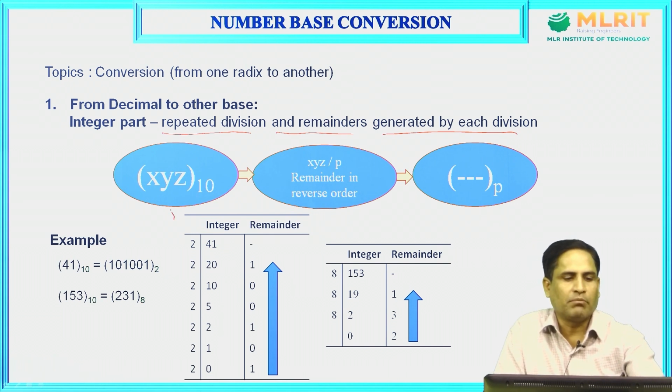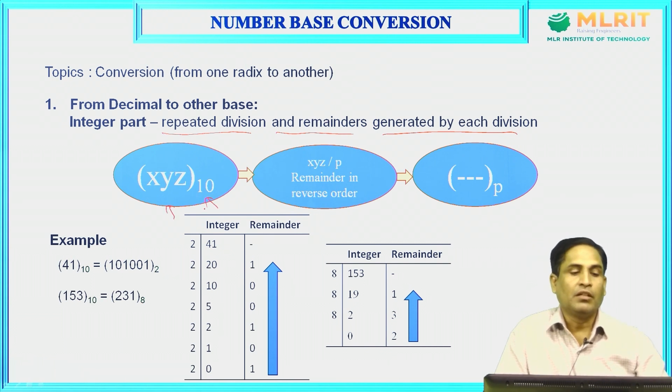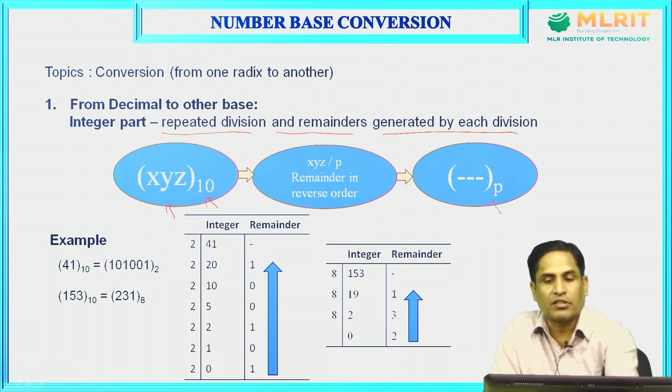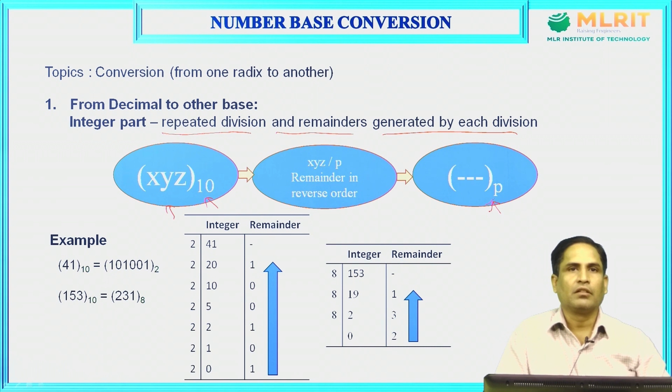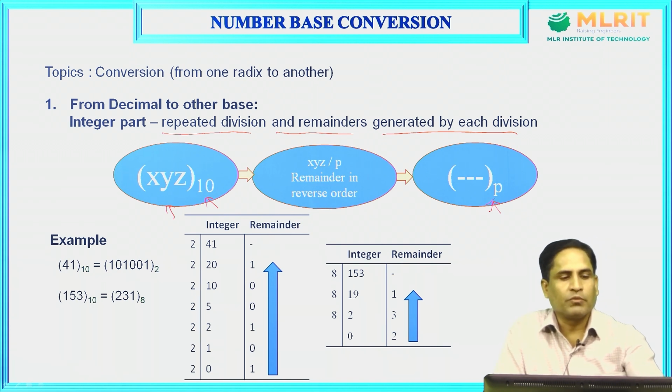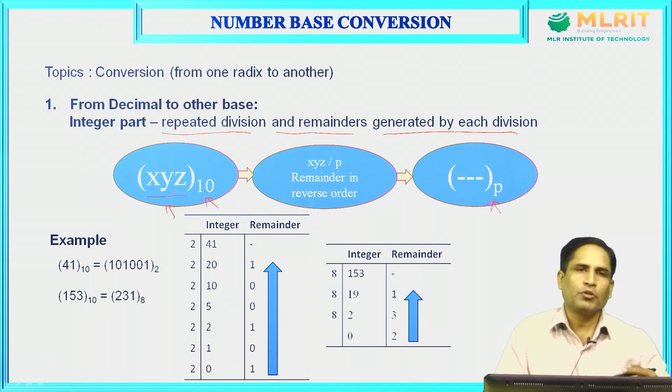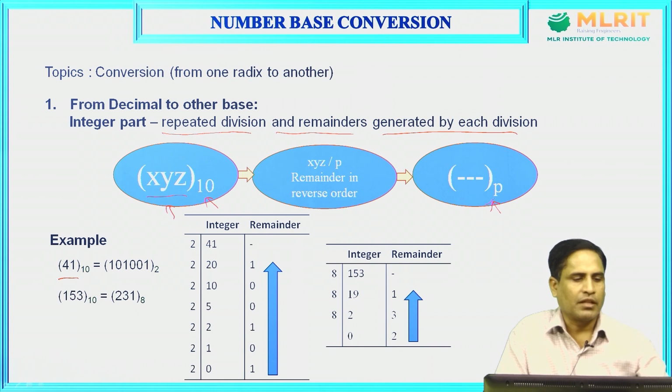That means this is the number given in the decimal number system. This number shall be divided by the destination base, that means the base of the number system in which we are going to convert the given number. So we divide this xyz by p, and this division process is repeated, and the remainders we write from bottom to up, and that will be the answer.